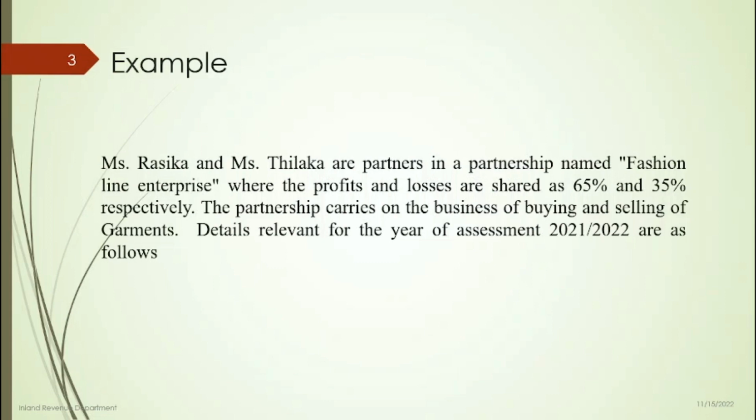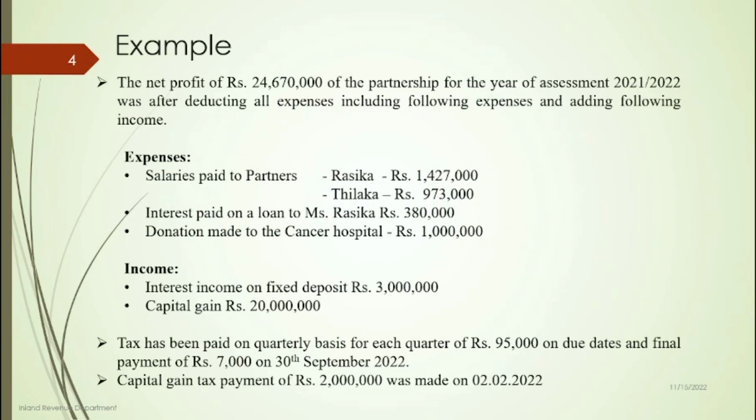In this example, Ms. Rasika and Ms. Tilaka are partners in a partnership. The name of that partnership is Fashion Line Enterprises. Ms. Rasika and Tilaka share their profits as 65% and 35% respectively. The partnership carries on the business of buying and selling of garments. Details relevant for the year of assessment 21-22 are as follows.